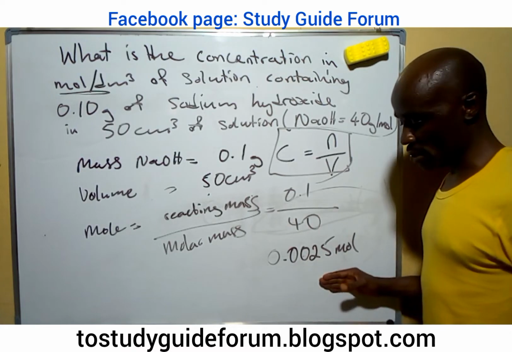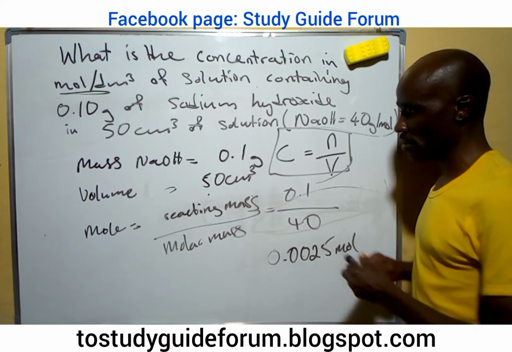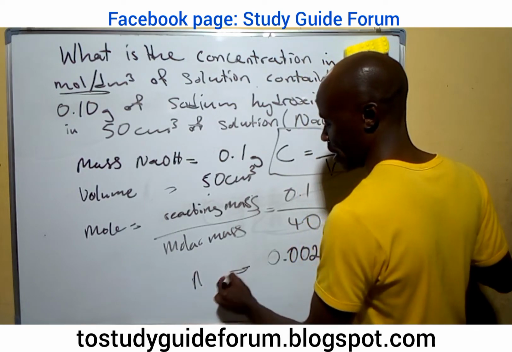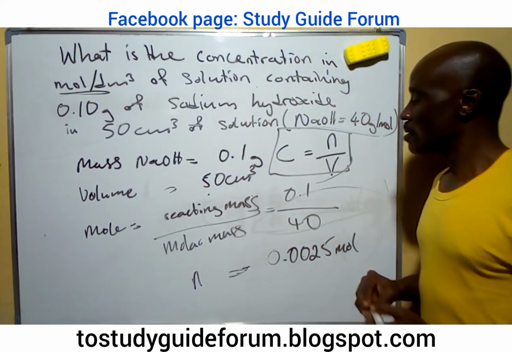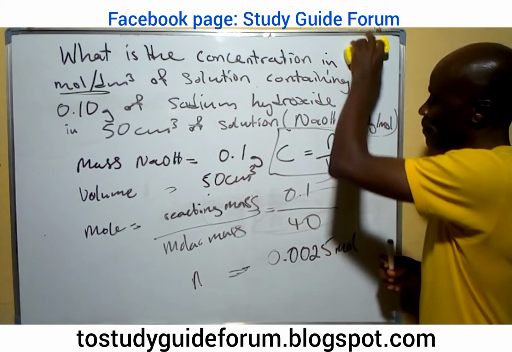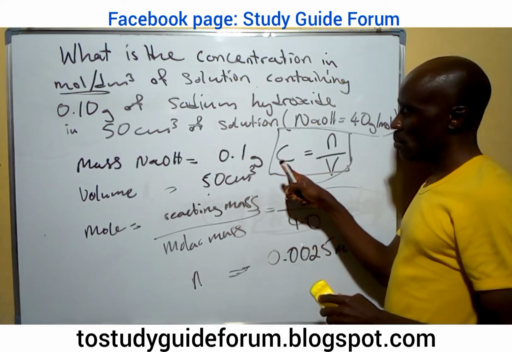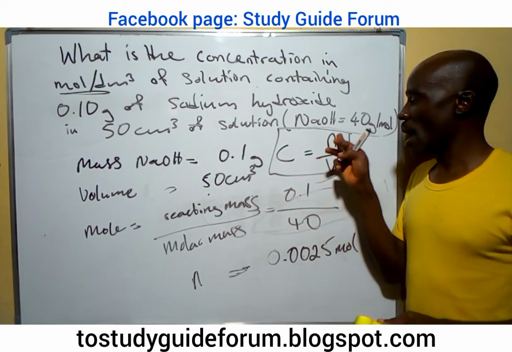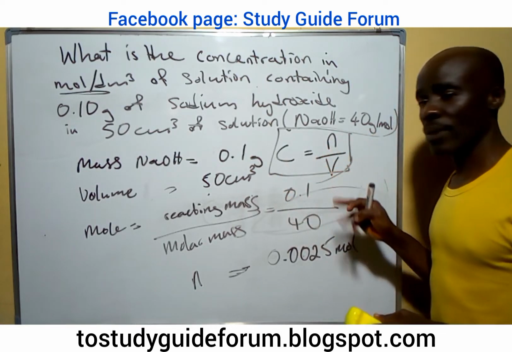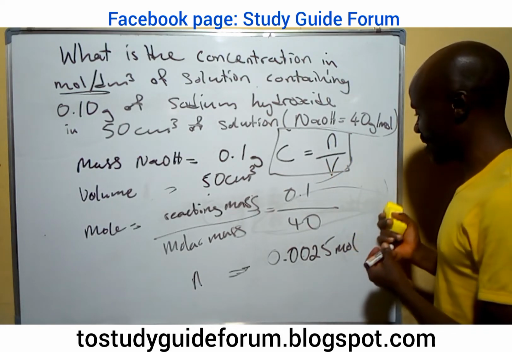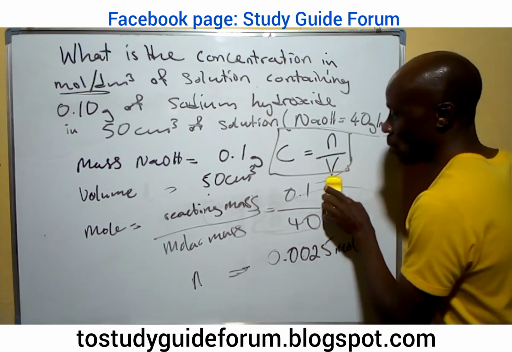Now the first one is done. We have the mole, we have the amount. This is always referred to as N. Since it stands for the N, the next thing we're going to do is use our formula C, which is the concentration. Our concentration is equal to amount over volume, in dm cube, or in liters.